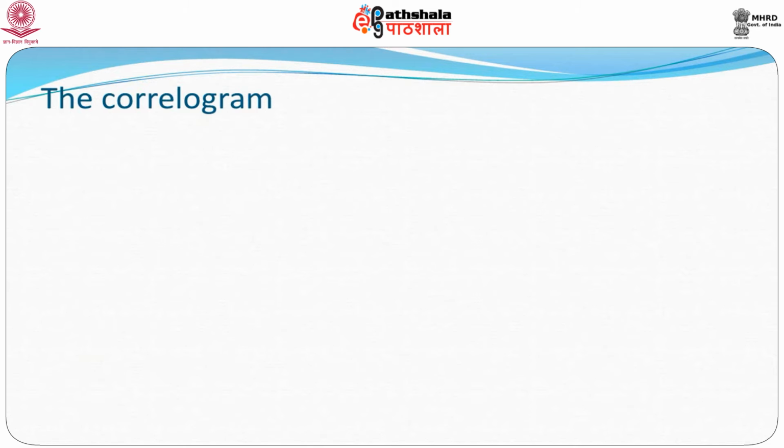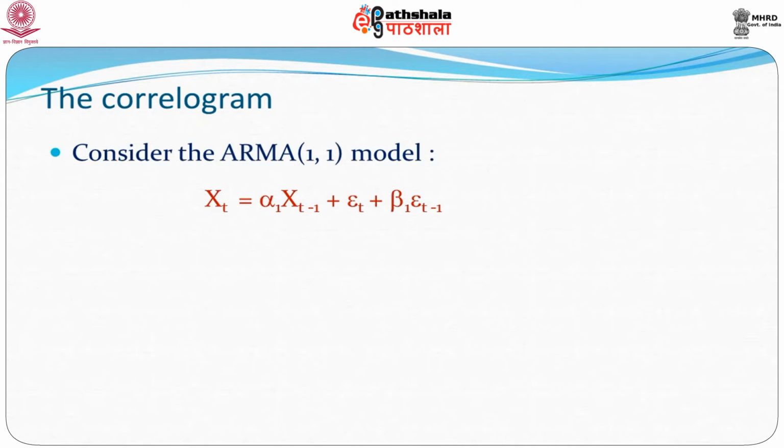Now, let us have a look at the correlogram, primarily the autocovariance or the autocorrelation functions. Let us look at a very simple case. Consider an ARMA(1,1) model, that is p equal to 1 and q equal to 1. So, we have x_t is equal to alpha_1 x_{t-1} plus epsilon_t plus beta_1 epsilon_{t-1}. Let us write z_t as alpha_1 z_{t-1} plus epsilon_t.